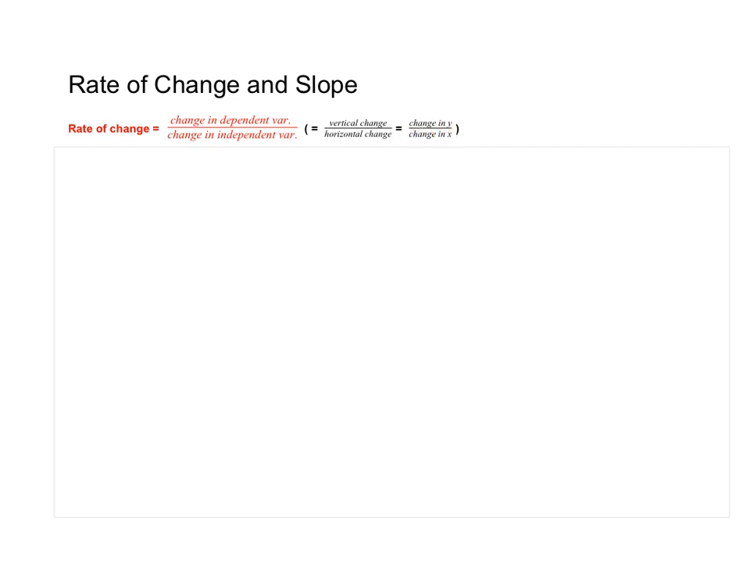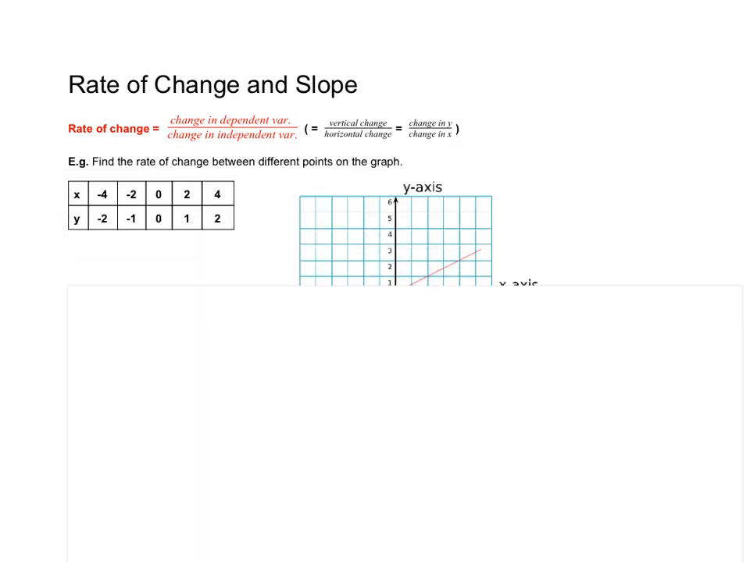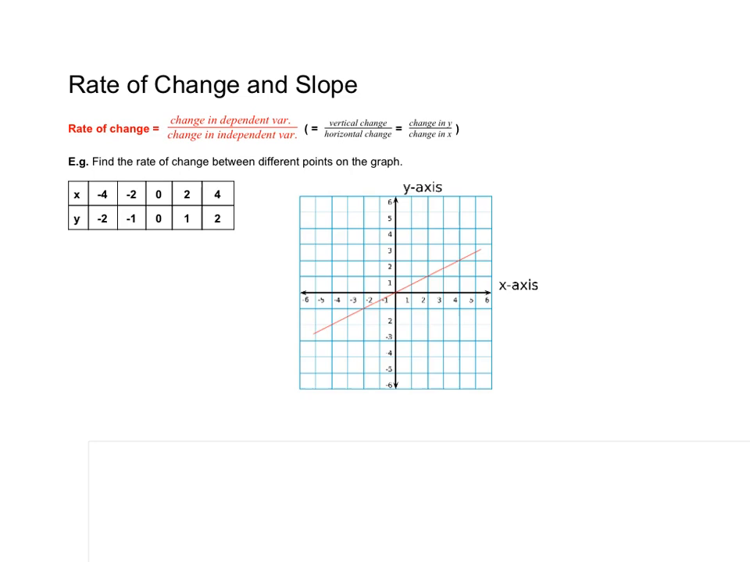So let's look at one example to see how we can use a table or a graph to find the rate of change. Okay, so let's examine this table. This table has several points listed there. The points (-4, -2), (-2, -1), (0, 0), (2, 1), (4, 2).